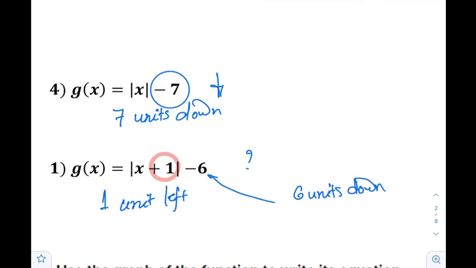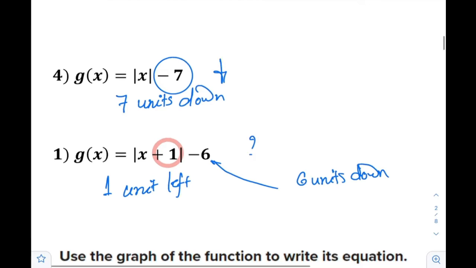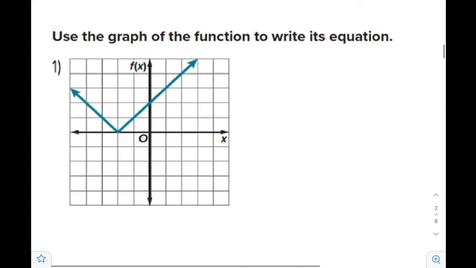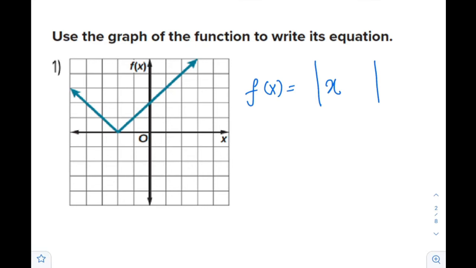Exactly the same techniques that we were using before. Use the graph of the function to write its equation. You will write the equation. As soon as you see the V shape, you will write f of x is equal to absolute value x inside.